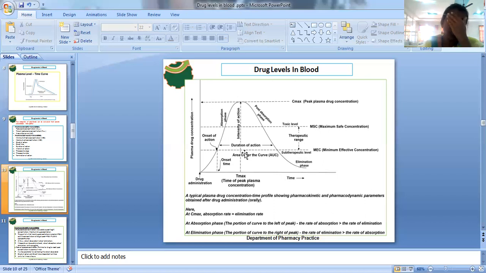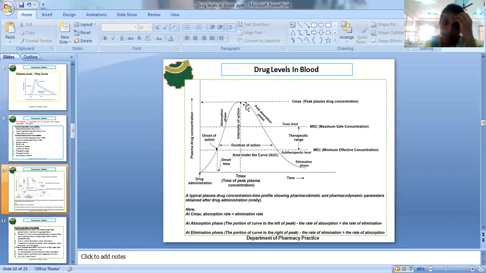The next parameters covered under the concentration time profile are the pharmacodynamic parameters. The very important ones are the minimum effective concentration and maximum safe concentration, that is MEC and MSC. Apart from that, onset of action, onset of time, intensity of action, duration of action and therapeutic range are all very important pharmacodynamic parameters.